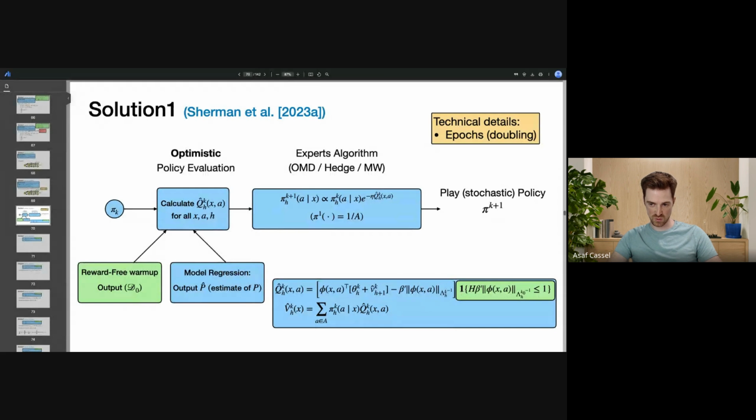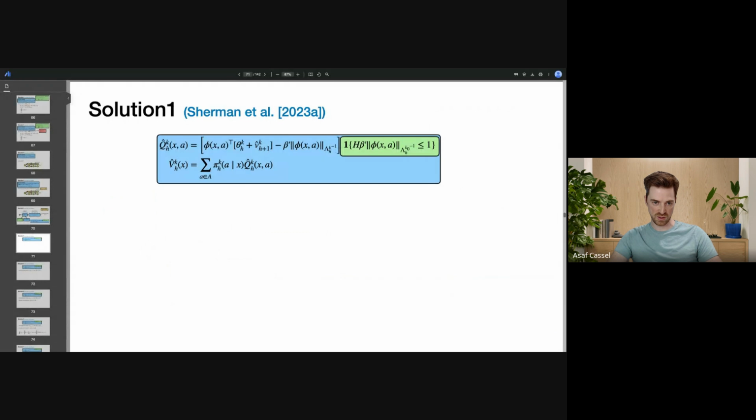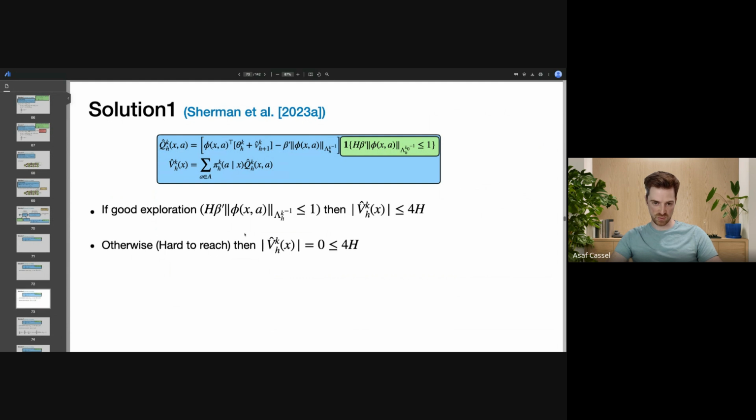Okay, and let's look at what this will do for our analysis. So now if we're at a state where the exploration is good, then the indicator doesn't do anything, but we also know from what I just showed you that we can bound the value function. On the other hand, if we're in a bad state, then this indicator will just zero out the Q function, and then the value function will be 0, and we can still bound it. This is a rough way to state it, but you can show this properly using induction.